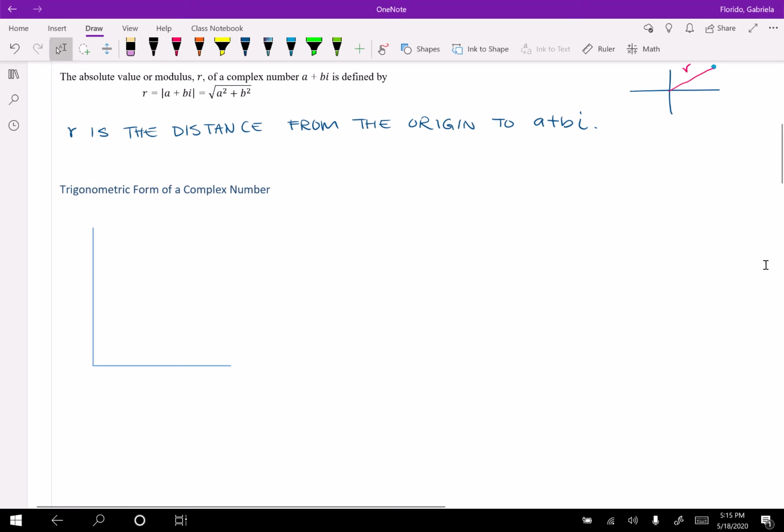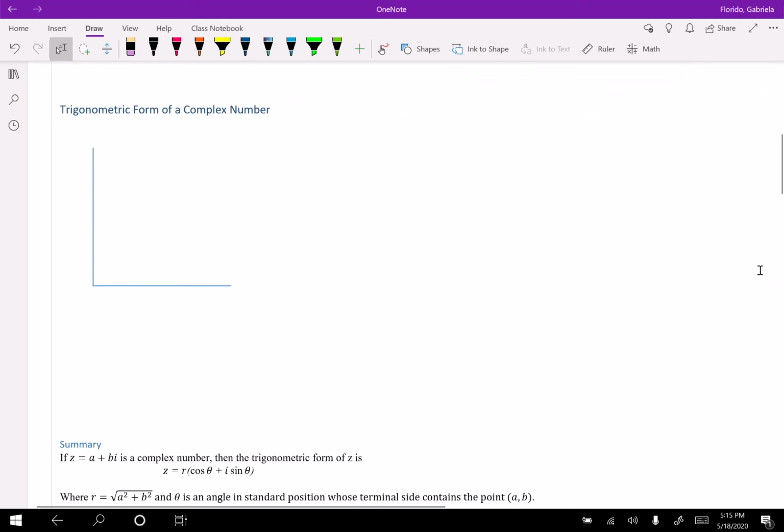So let's start off with a complex number. I'm going to call this complex number z, equal to a plus bi. That's my complex number. Let's suppose that it's somewhere in the first quadrant, just to make things a little bit easier. In point notation, this is going to be (a, b): the real part, comma, imaginary part.